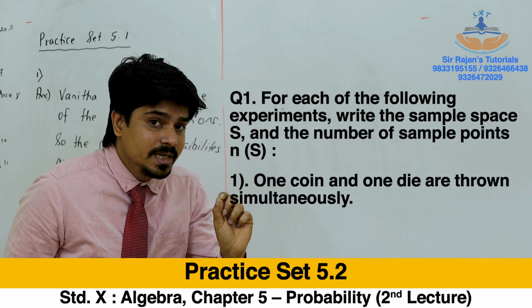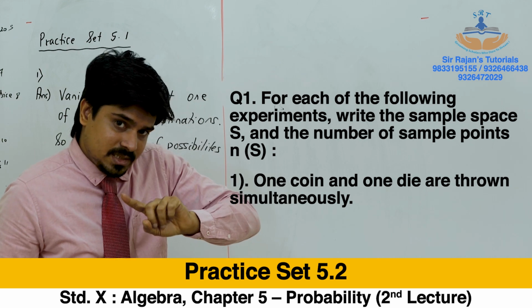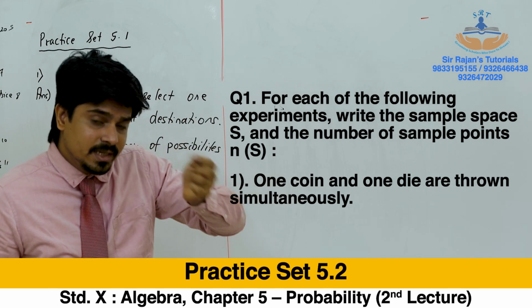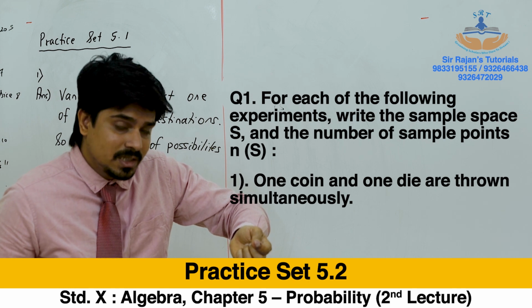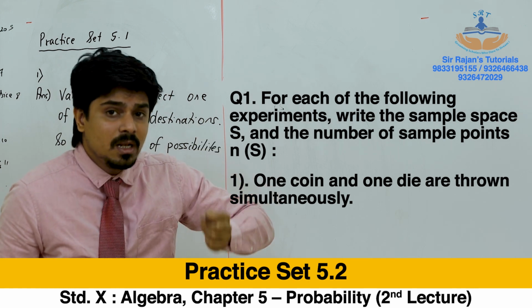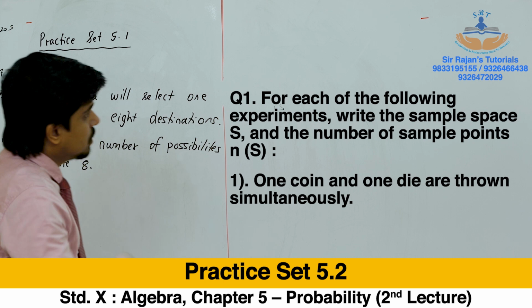Correct. How many possibilities are there? 6 different combinations with head and 6 different combinations with tail. So there are 12 possible combinations. So answer goes this way.